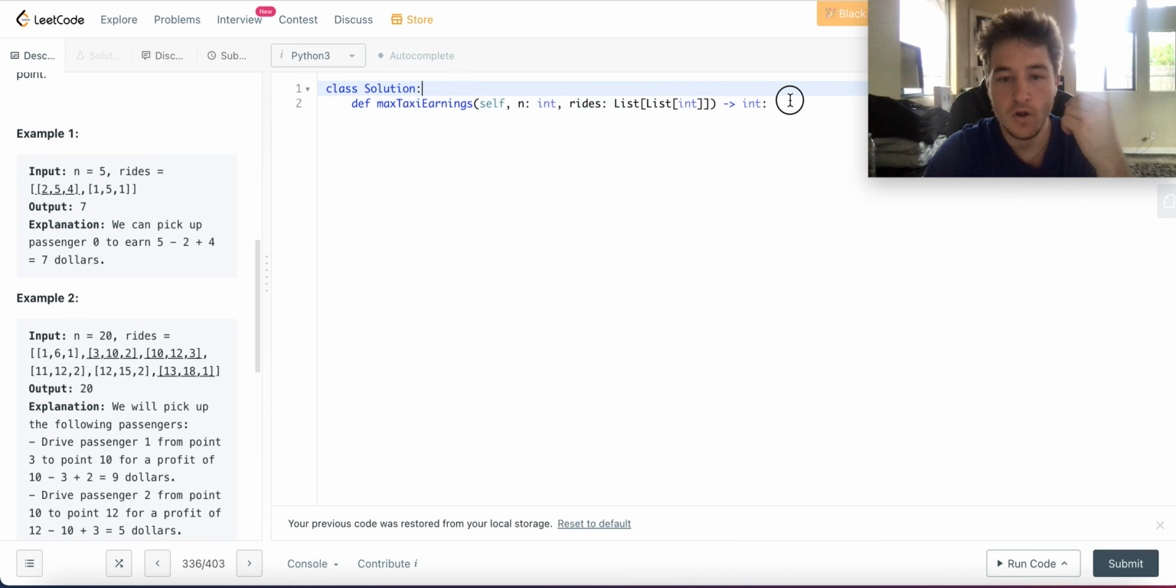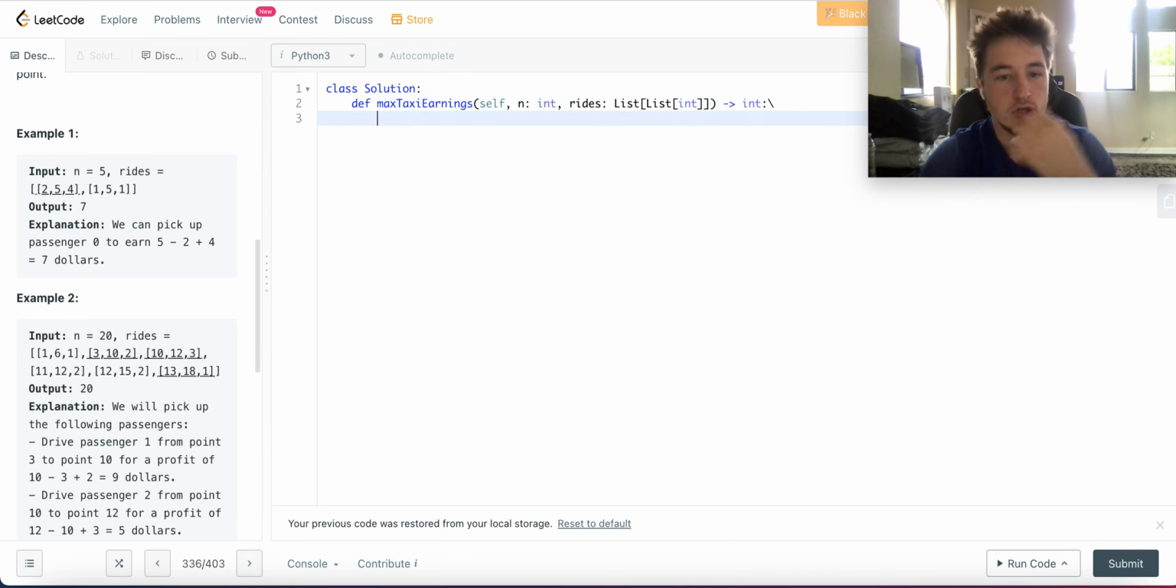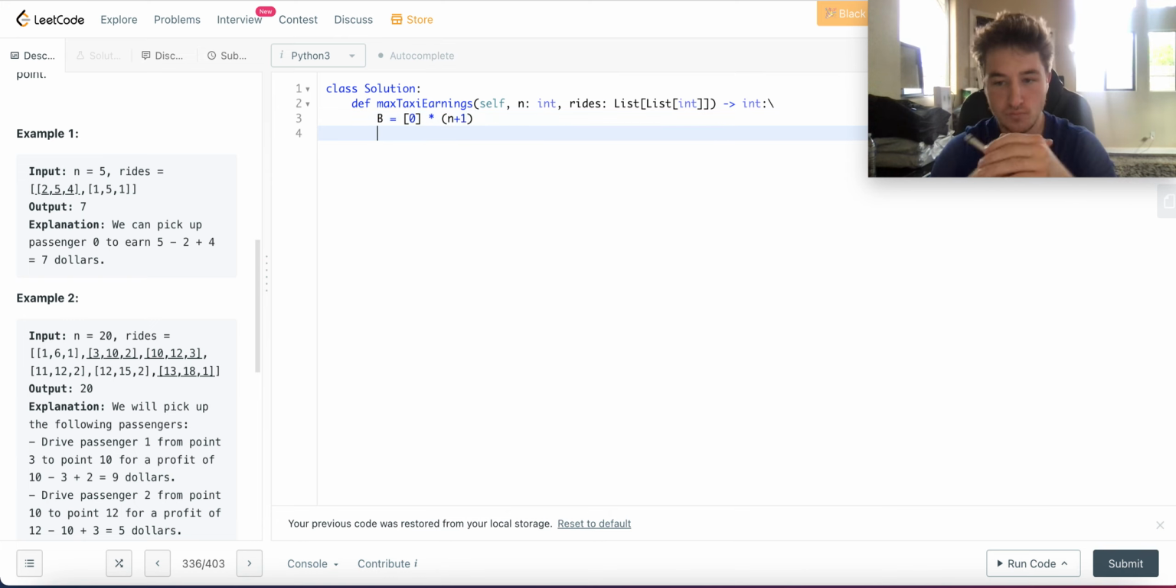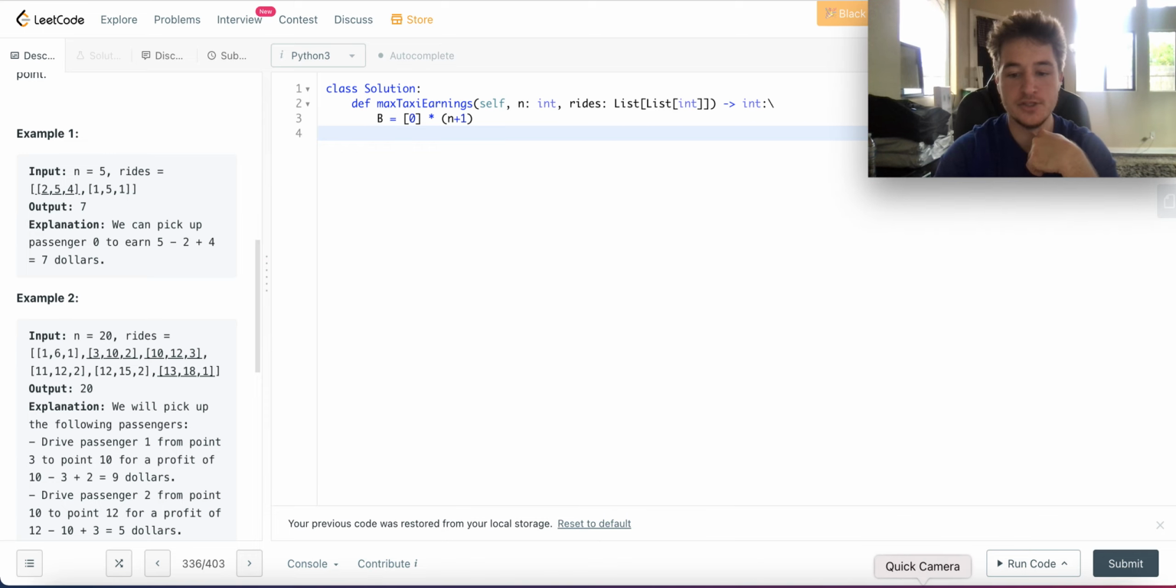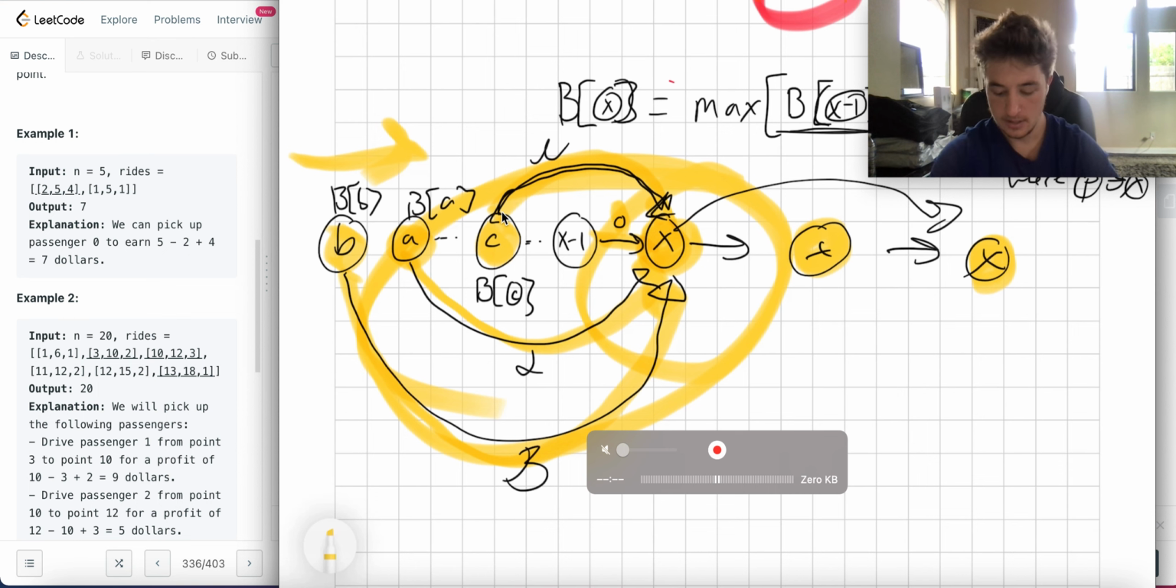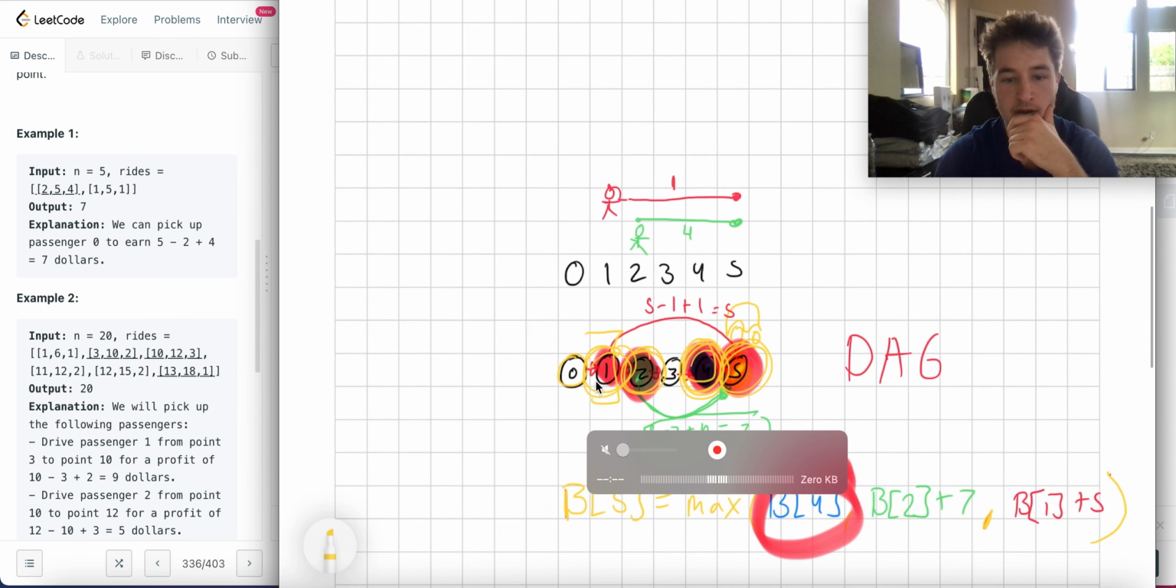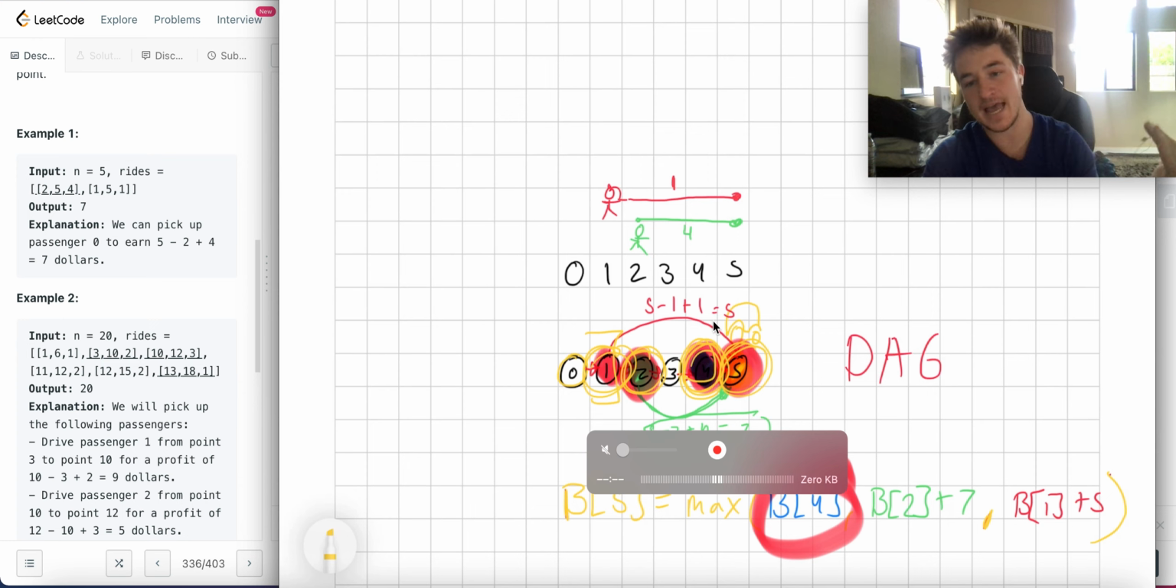So let's first create this best array. It'll be just 0 for everything, and we'll do n plus 1 because there's an offset by n, because a ride can stop at 5. Then we'll keep track of all the end times, because an end time corresponds to a ride having a link into a node. This one goes from 1 and ends at 5, so there's an edge pointing into 5 starting from 1. If you think of it as a graph, it has a weight associated with it.